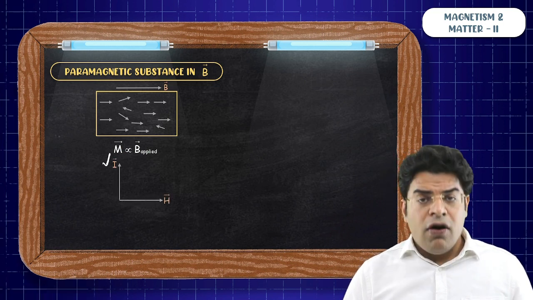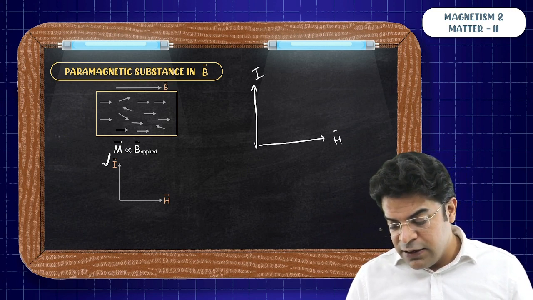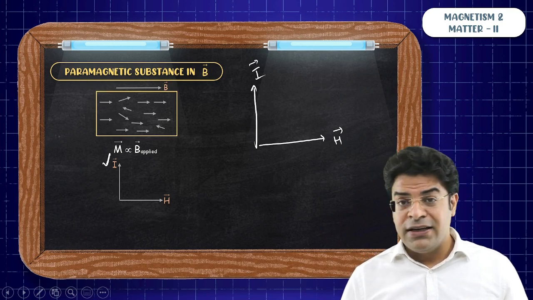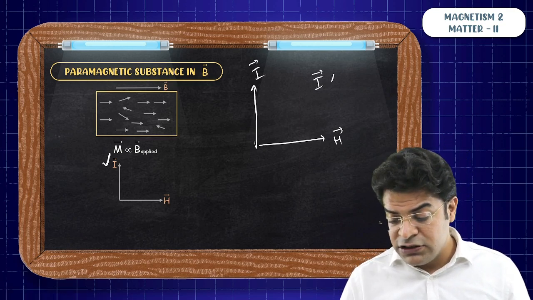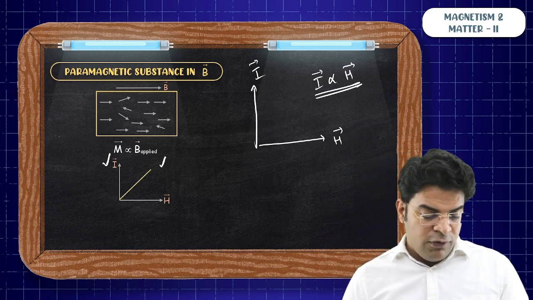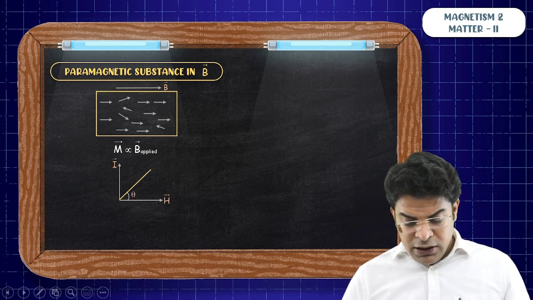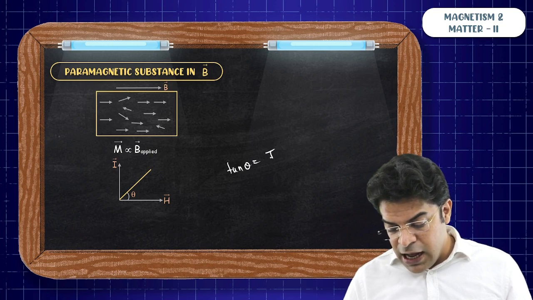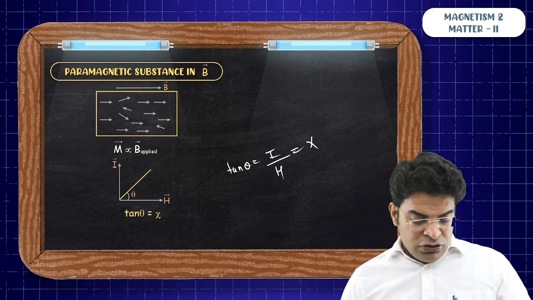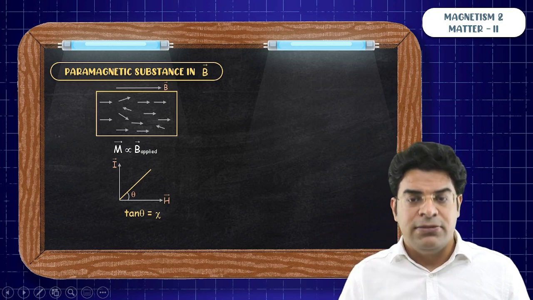Now if we think of the graph of intensity of magnetization versus magnetizing field intensity, for a paramagnetic substance, the graph goes like a straight line because we have already learned that the intensity of magnetization is directly proportional to the magnetizing field intensity, and we get this type of graph. The slope of this graph, let's say this angle is theta, then tan theta gives you I by H, and I by H is nothing but the susceptibility. So remember that the slope of this I-H graph gives you the susceptibility of the paramagnetic substance.